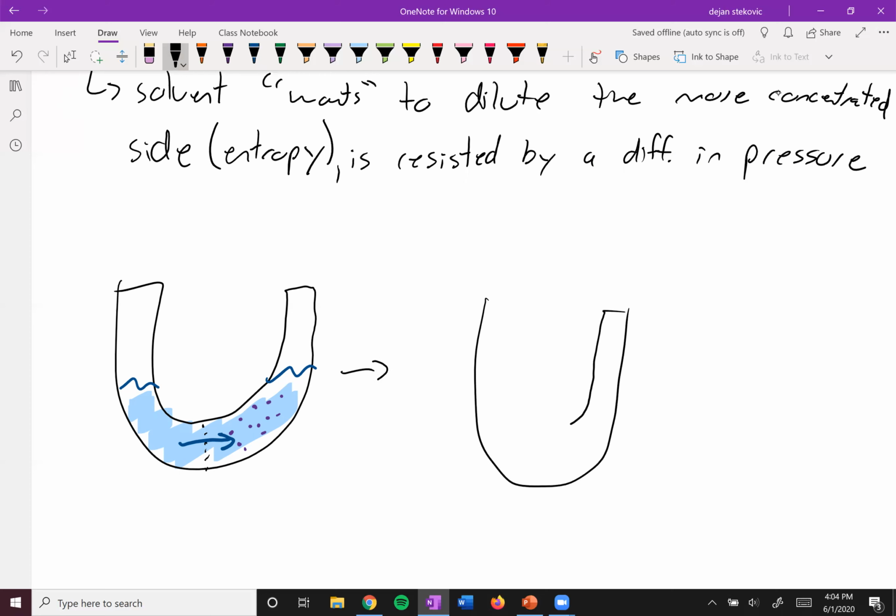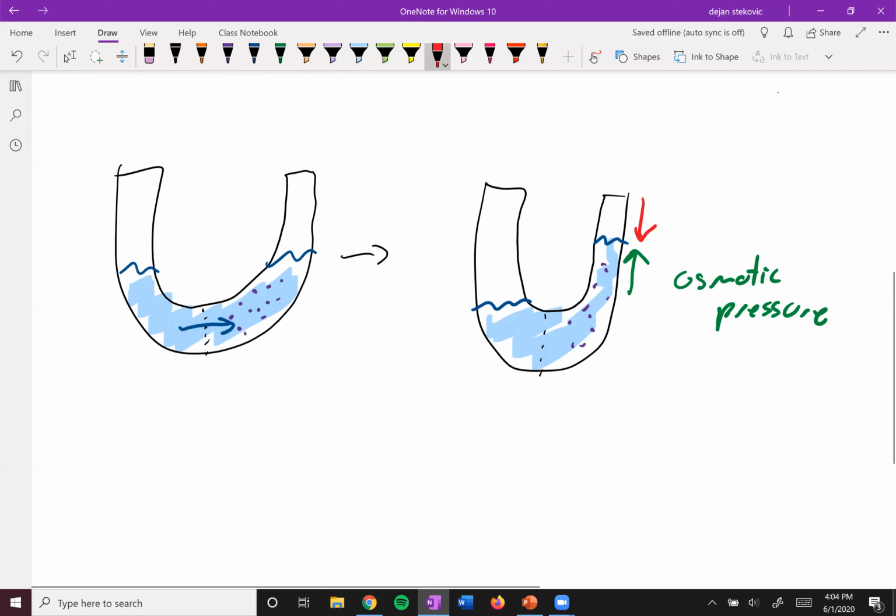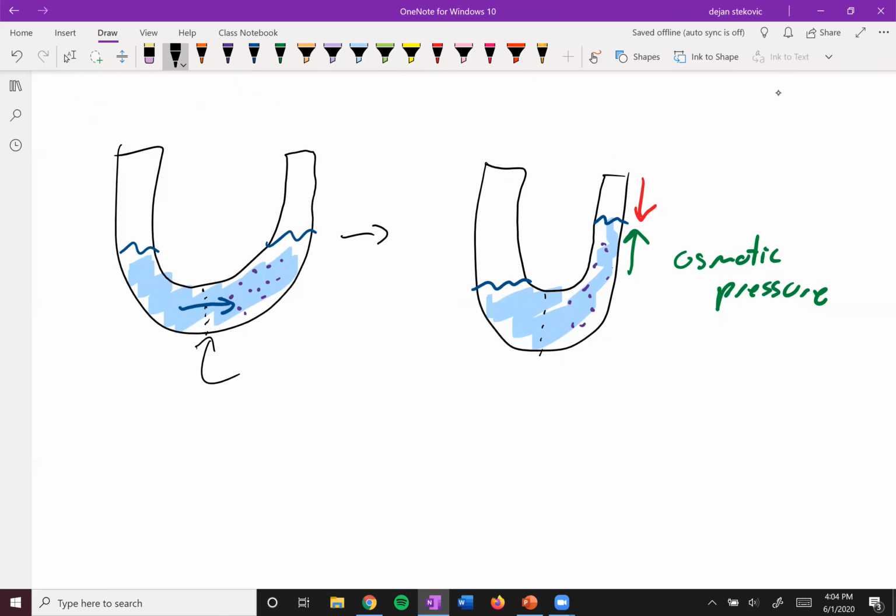You can imagine that would then cause a difference in height of the two sides. This one lost water, this one gained water, so it's higher up. This is obviously an exaggerated picture. What we have here is pressure pushing up, climbing up this wall. This is what's known as the osmotic pressure. And then of course you have the atmospheric pressure pushing down and opposing it. My bad, I forgot to label it, but this is our semi-permeable membrane.